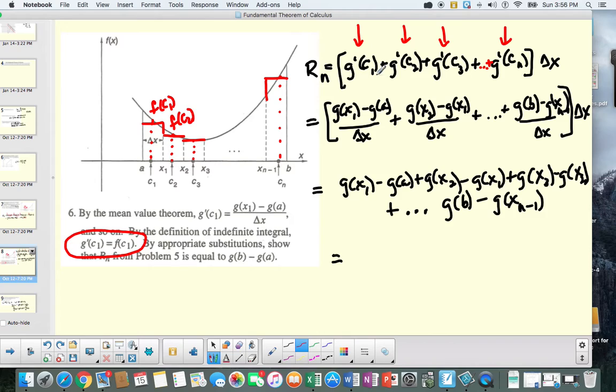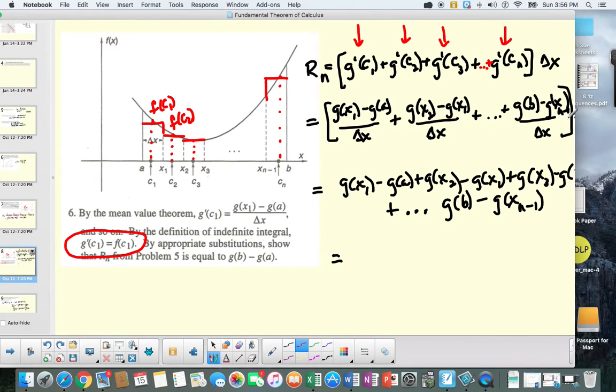Now remember, we know this instantaneous rate of change is equal to some average rate of change in the interval. So I'm going to take all of these instantaneous rates of change and substitute the average rate of change. So that's what we have here, here, and here. And then we again times by delta x. Now all these denominators are going to cancel.